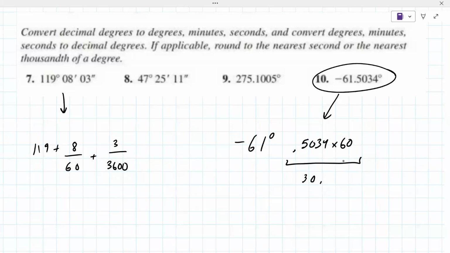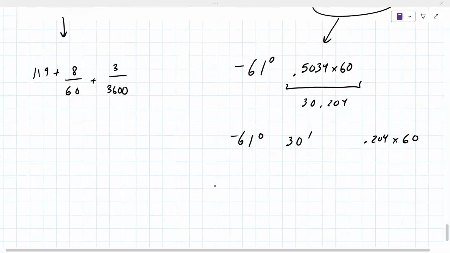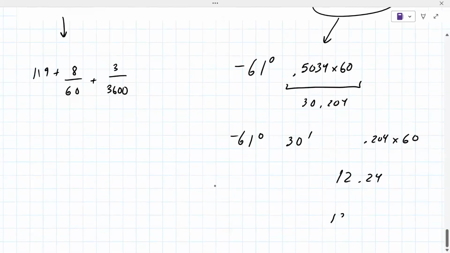This is 30.204. So it's minus 61 degrees, 30 minutes. And then you take that 0.204 and you multiply it by 60, not 3600, by 60. So just the decimal part. And you end up getting 12 rounded. It ends up being 12.24, so 12 seconds. And I have no idea about this notation. I don't know that anyone ever uses it, but it does come up in this course. So you may see it again.